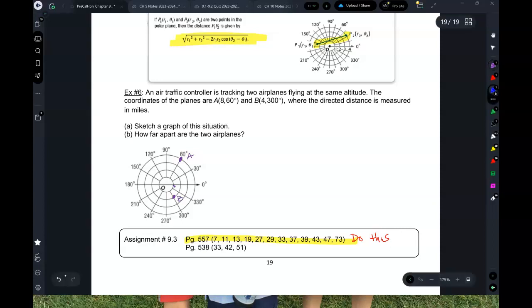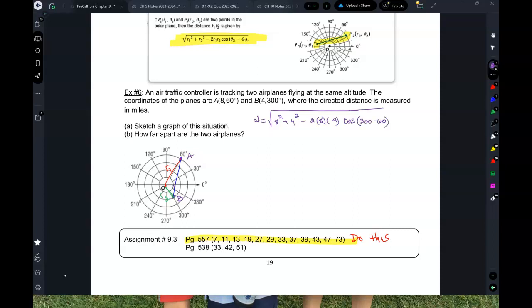What I want is that distance over there, okay? So this is R1, and this is R2, basically. So we're going to plug it into the formula. The distance is going to be the square root of R1 squared, so that's 8 squared, plus R2 squared, minus 2 times 8 times 4, because it's R1 times R2, cosine of theta 2 minus theta 1, 300 minus 60.